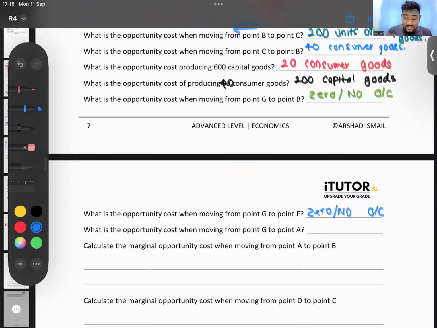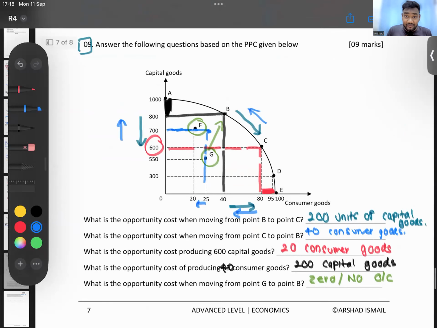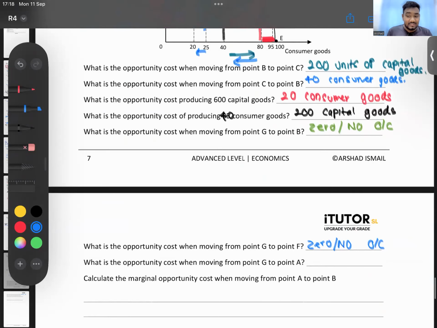Why? Because when you're going from G to F, you don't necessarily have to sacrifice 5 consumer goods. Here you are sacrificing, but you don't really have to do it. Going to F means you're increasing capital goods to 700. You can increase capital to 700 even without sacrificing consumer goods. There is no real opportunity cost. Is that clear, guys?